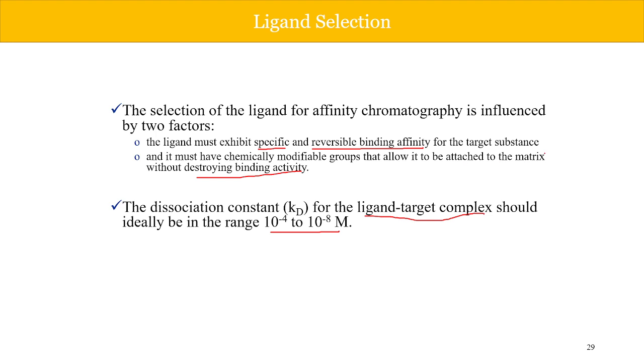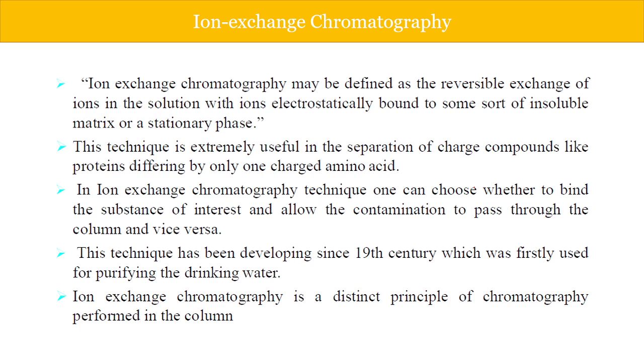First thing, it should have specific and reversible binding affinity. It should not destroy your binding activity, and it should have groups so that you can modify the chemical groups and alter the binding. And the dissociation constant should range between 10 to the power minus 4 to 10 to the power minus 8 molar. Okay. So let us take 2 to 3 minutes of break, after which I will start with ion exchange chromatography.